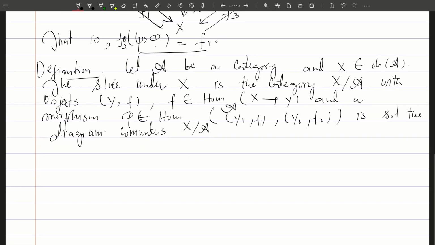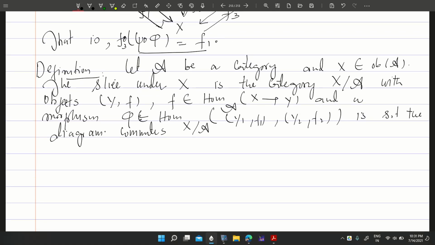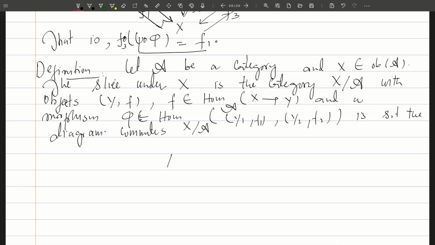Now the diagram here is like this. So we have the objects y1, y2. Since y1 with f1 is an object, we have an arrow f1 from x to y1. So this is x here. We have an arrow like this. Similarly, since y2 with f2 is an object, we have an arrow from x to y2, which is given by f2. And since this phi is a morphism between these two objects, phi is supposed to be like this.